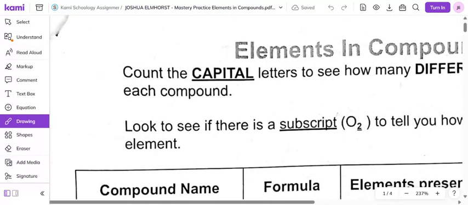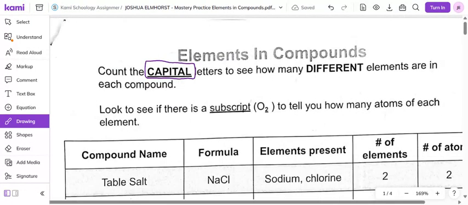So count the capital letters. We're going to focus on the capital letters based on yesterday's lesson. And then we're going to see how many different elements are in each compound. Then we're going to take a look at the subscript, and that's going to be the little numbers here to the bottom right of the elements, and it's going to tell you how many atoms we're going to have here.